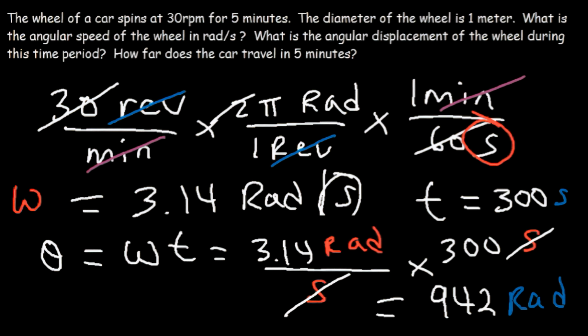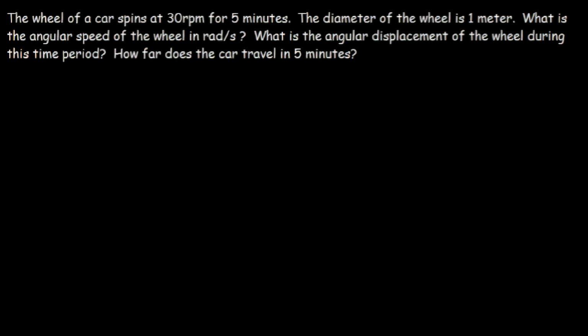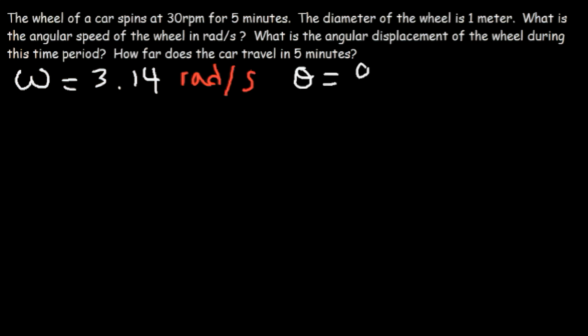Now, how far does the car travel in 5 minutes? There's many different ways in which we can do this. We're going to talk about 2 ways to get the answer, so that you're familiar with the equations and how to use them. But right now, let's write out the information that we have. So we said that omega is equal to 3.14 radians per second. And the angular displacement is 942 radians. And T is 300 seconds.